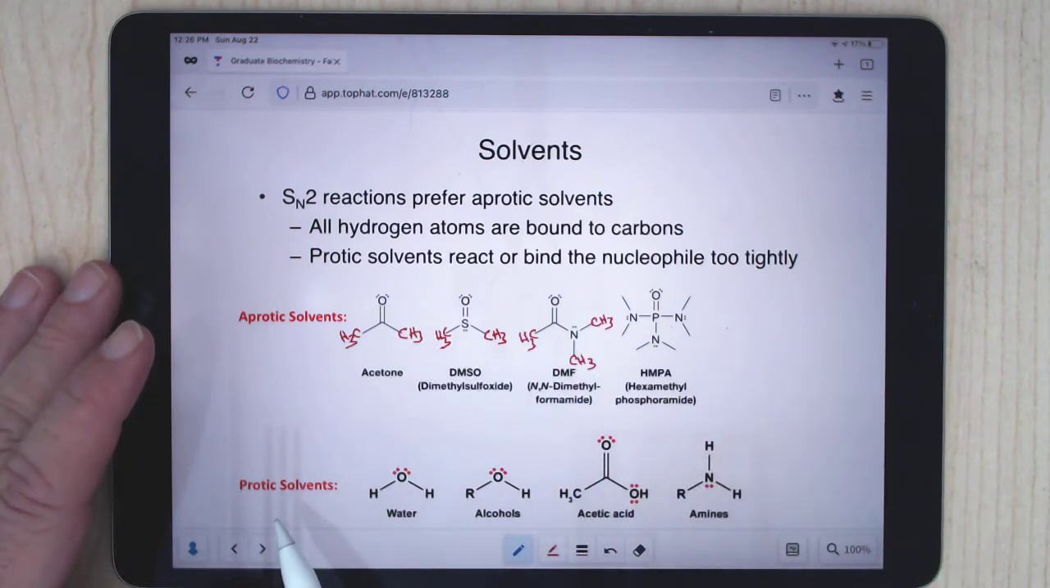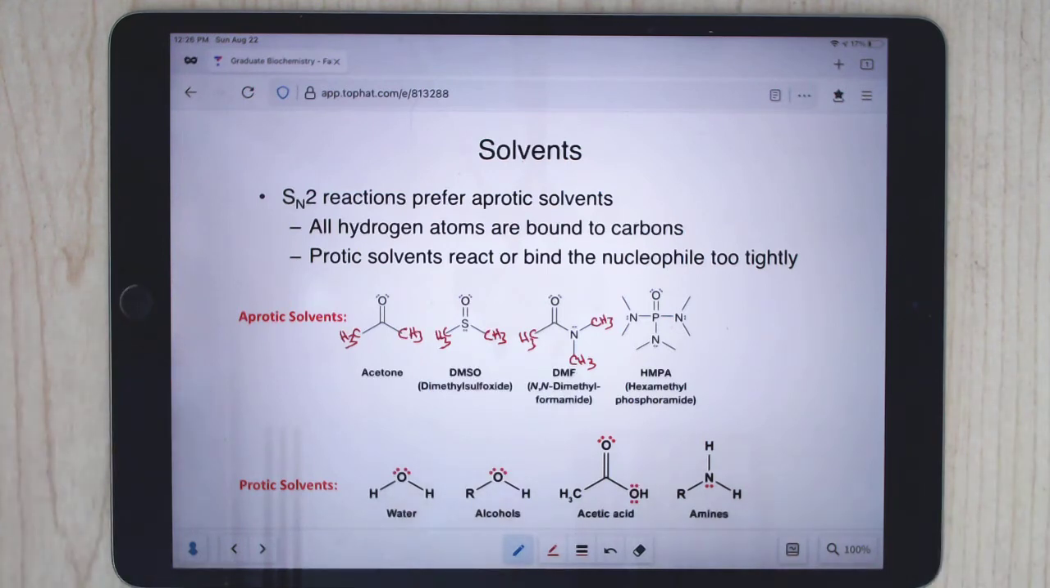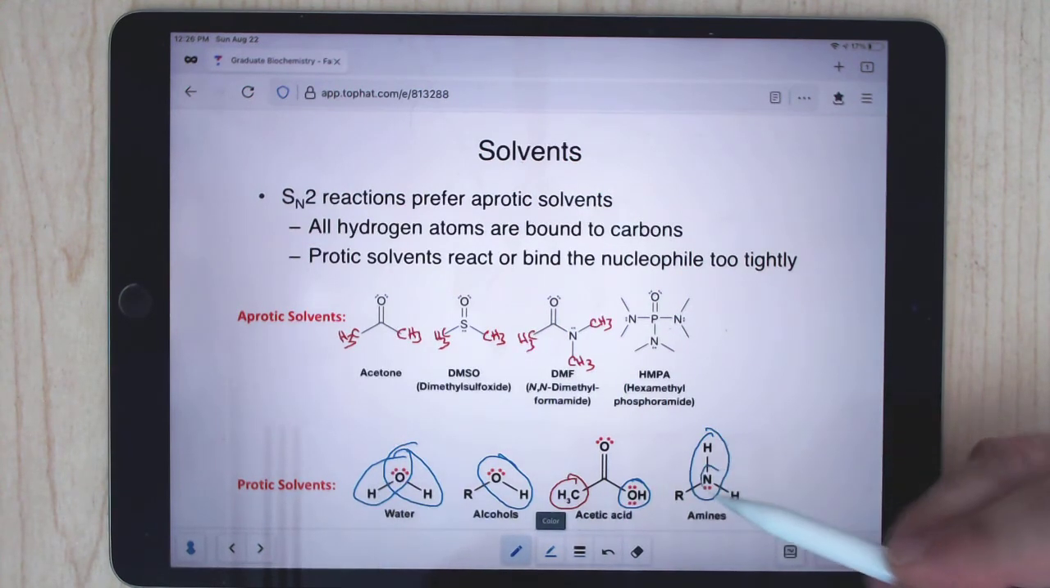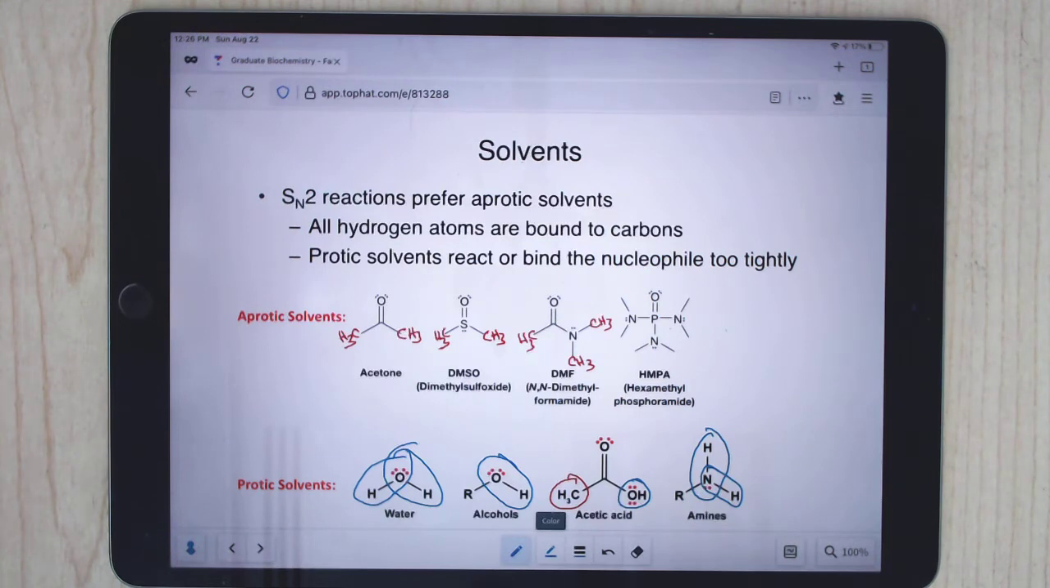If you have a protic solvent, however, you have at least one hydrogen that's not bound to carbon. There's a nice one right here, acetic acid. This is a classic protic solvent. It has hydrogens bound to carbon, but it has at least one that's not, so it has this guy here. And alcohols, well, water has 2. Amines have 2 as well. So you have to have at least one.